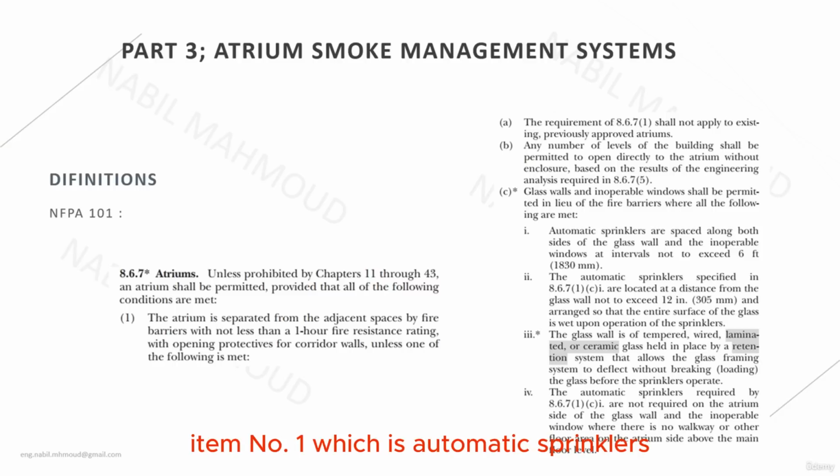Item number 1 is that automatic sprinklers are spaced along both sides of the glass wall and the inoperable windows at intervals not exceeding 6 feet or 1.8 meters. Item number 2 is that the automatic sprinklers are specified and located at a distance from the glass wall not exceeding 12 inches or 30 cm and arranged so that the entire surface of the glass is wet upon operation of the sprinklers.